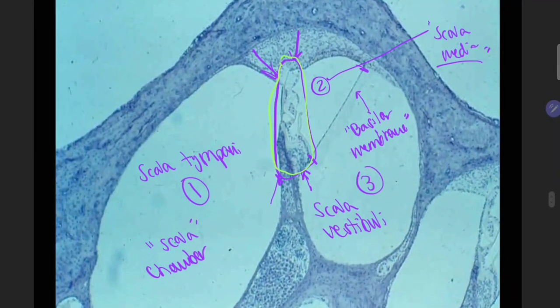So again, we have 3 scala, 3 chambers. The middle chamber is really easy to identify, but you need to use these other 2 landmarks, the organ of Corti here, or this basilar membrane. You need to use those to identify your other chambers.